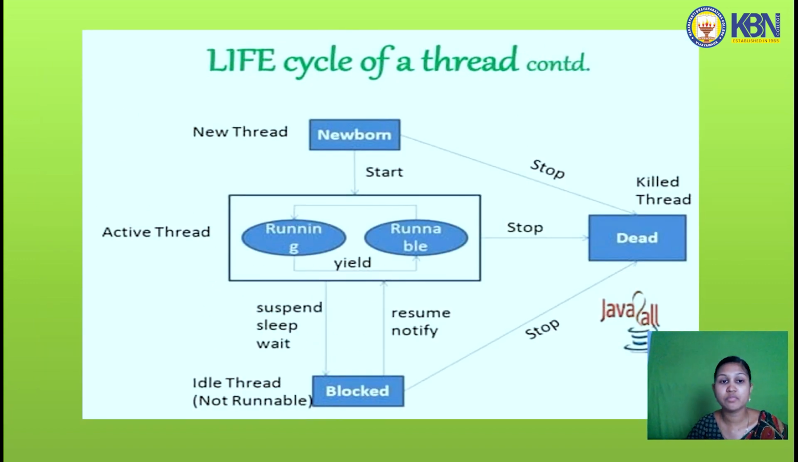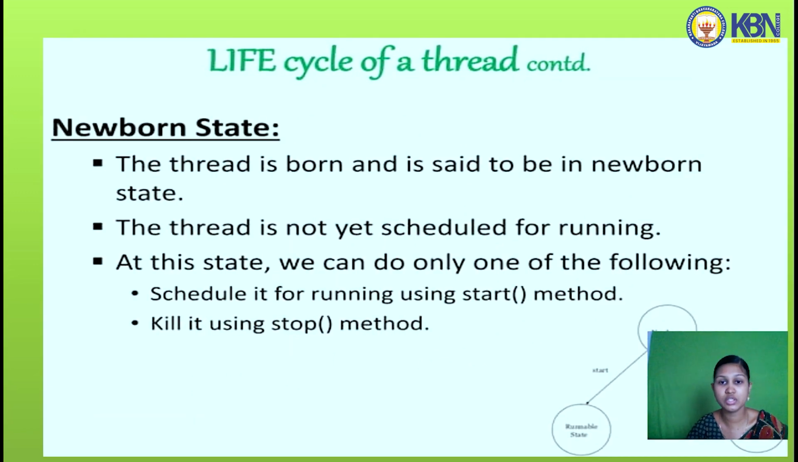Now let's see the pictorial representation. First the thread will be created. That thread is known as a newborn. That is the starting stage. Whenever you run that thread, the thread becomes an active thread. Whenever an error occurs or the thread is suspended, the thread is blocked. Whenever the task is completed, the thread is in the killed state, which means the dead state.